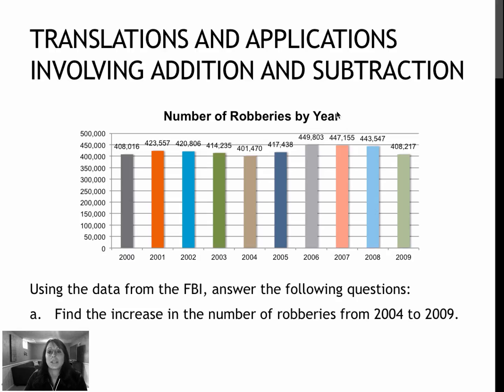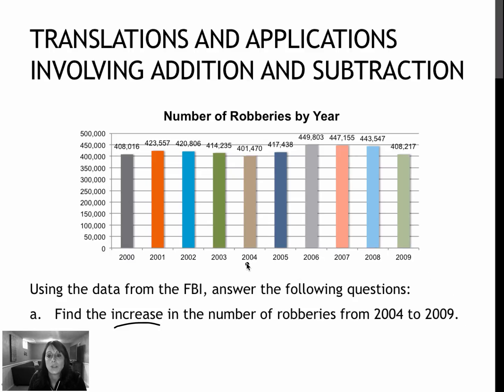Here's another application, and this is involving being able to read a table. Notice in this table, they have given me the values above the bar for each year. This table gives us the number of robberies by year, according to the FBI. So we are to find the increase in the number of robberies from 2004 to 2009.